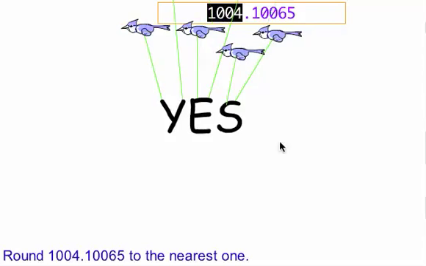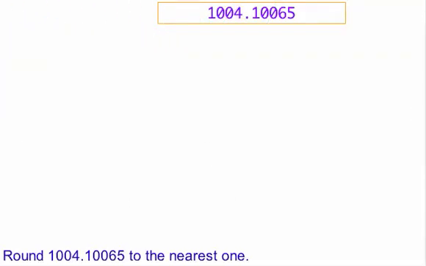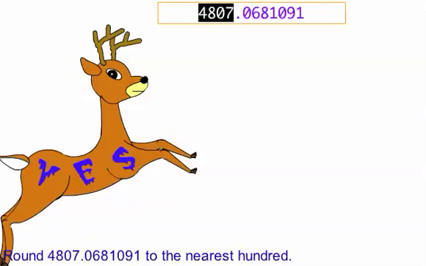Okay, round 1,004 and 10,065 hundred thousandths to the nearest 1. So this is the ones place. This is the tenth, and the tenth tells us to round down, the place just before the ones. It's 4 or lower, so we round down. So the 4 stays a 4, and everything else after becomes zeros. But we have the decimal place there, so we don't bother writing anything after it. So 1004.